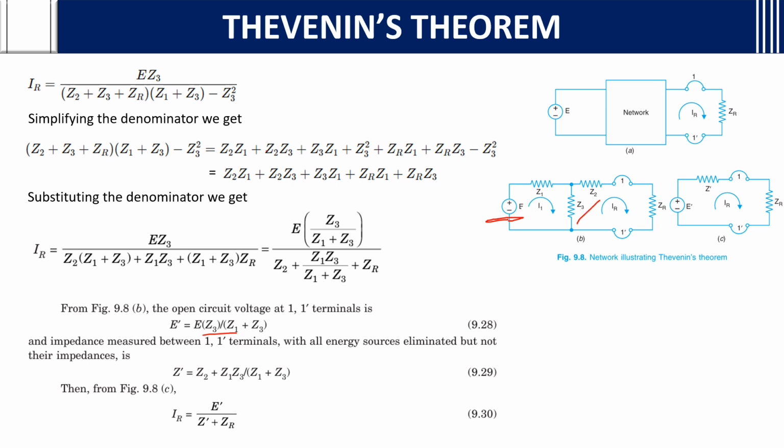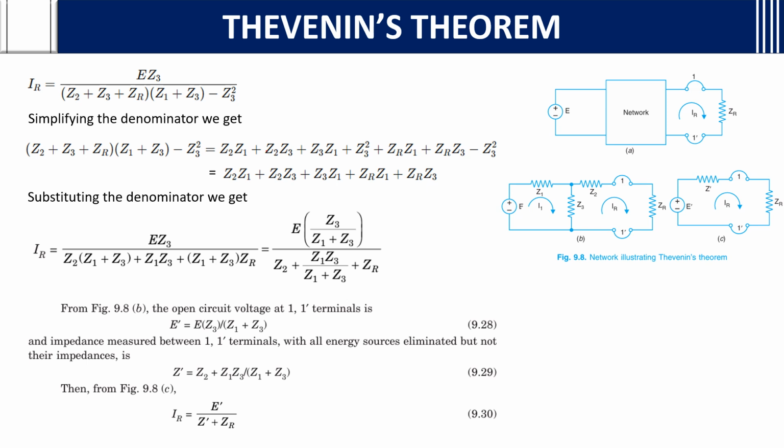Why? Because at this point, open circuit means there will be no current passing through Z2. So there will be only one resistor, that is Z3 here. So if you consider Z3, E into Z3 by Z1 plus Z3. This is the voltage divider rule. We take the whole voltage into the required resistance, Z3, by the addition of the two resistances, Z1 plus Z3.